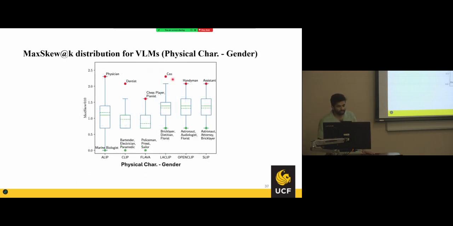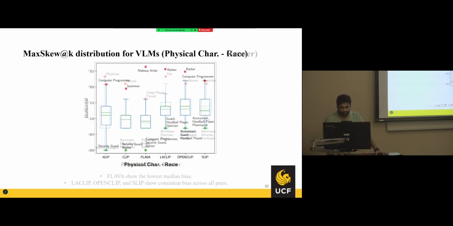Similarly, we check this for the physical characteristic and gender attribute pair, and we can see that FLAVA has the lowest median bias, at the very bottom, while CLIP this time has median bias on the higher side of the box. Similarly, all the others have a higher bias than FLAVA, and LaCLIP, OpenCLIP and SLIP show consistent bias across all pairs. They have a similar bias box plot when compared with ALIP, which has a higher variance, and CLIP and FLAVA, which are also consistent within their bias ranges.